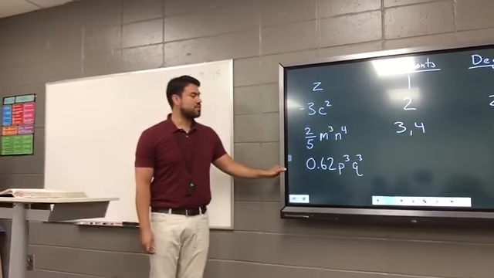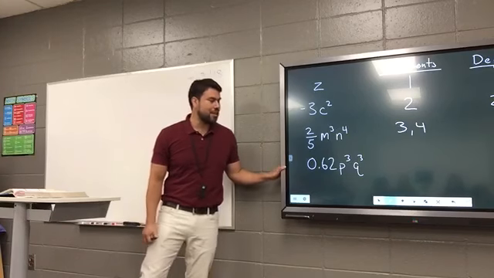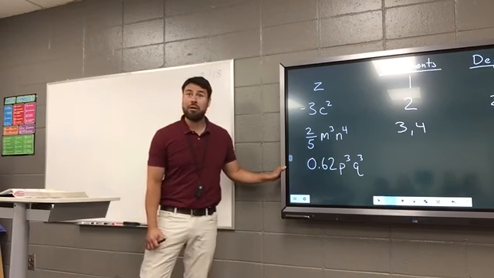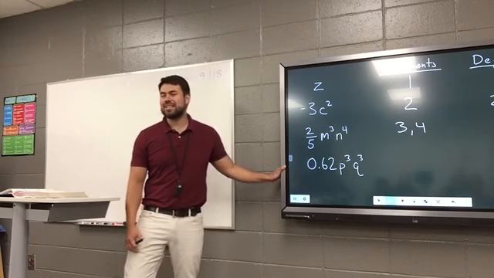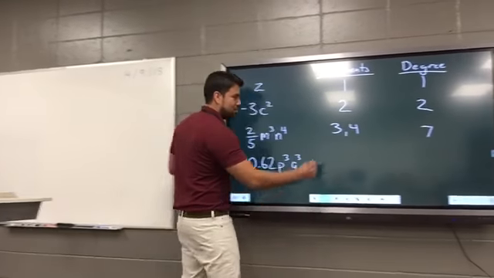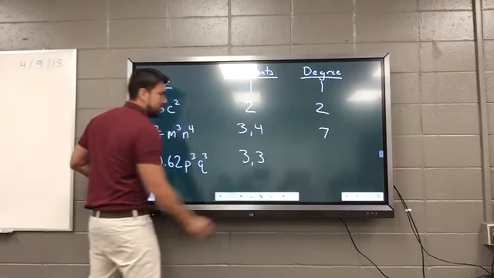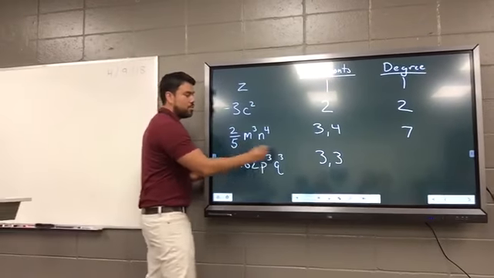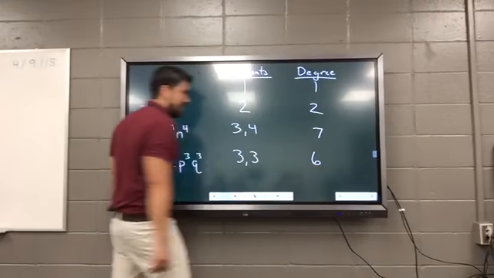Following that same logic, 0.62 p cubed q cubed has exponents on its variables of what? 3 and 3. So what's the degree of this monomial? 6. Very good.